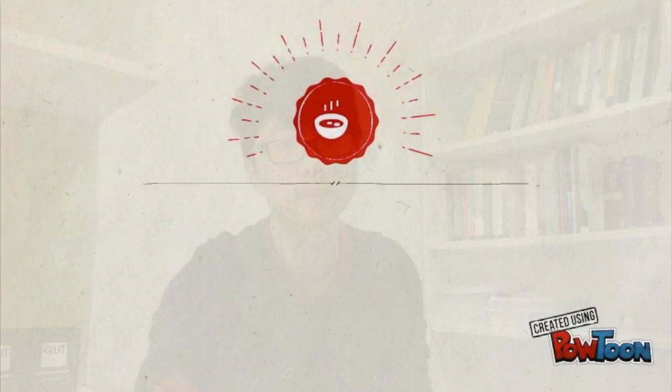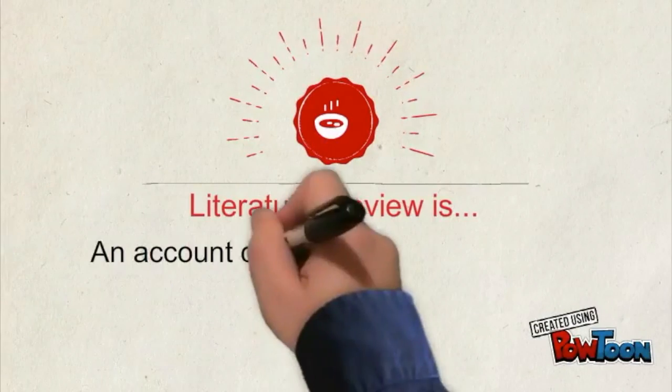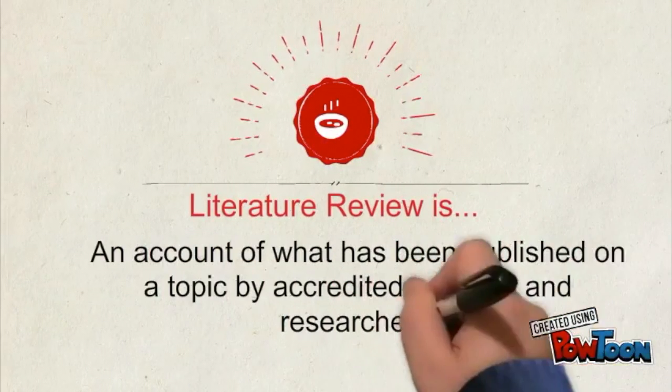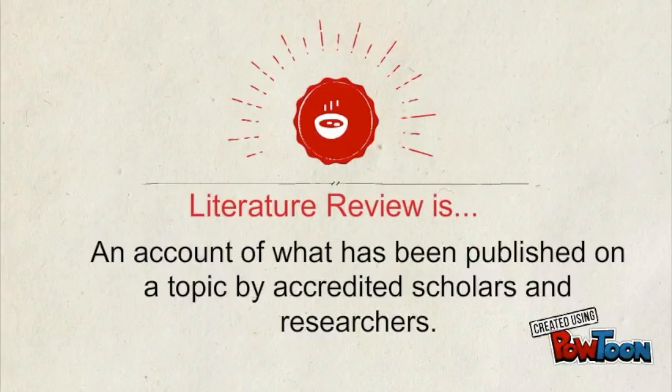At the postgraduate level, a literature review can be incorporated into a standalone piece of assessment, a research report, and a thesis. A literature review is an account of what has been published on a topic by accredited scholars and researchers.